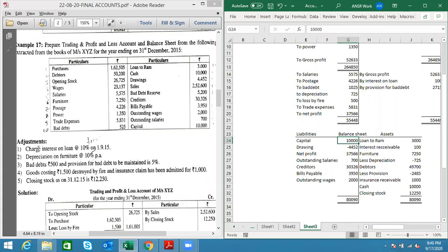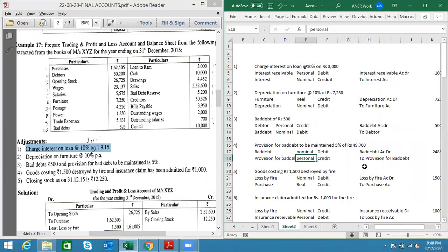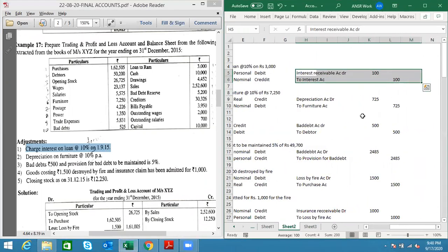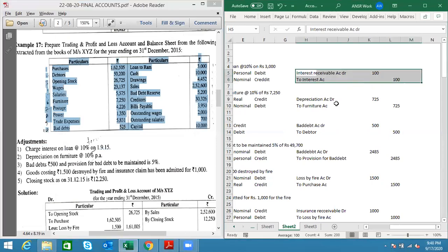Now, what do I mean by that? Suppose here, charged interest on the loan, we have already recorded the entry for this: interest receivable to interest account. Now we have to calculate the revised balance of these accounts because they are getting affected by this entry. This is what I mean. However, if you see, we don't have those accounts here. Interest or interest receivable, we don't have anywhere. So if we don't have them, we will create them.